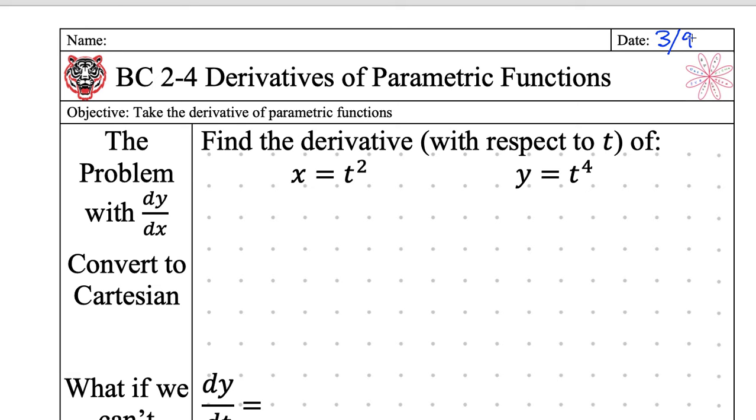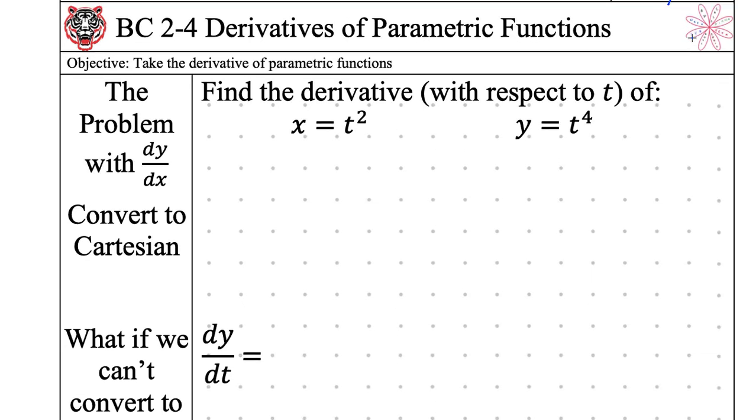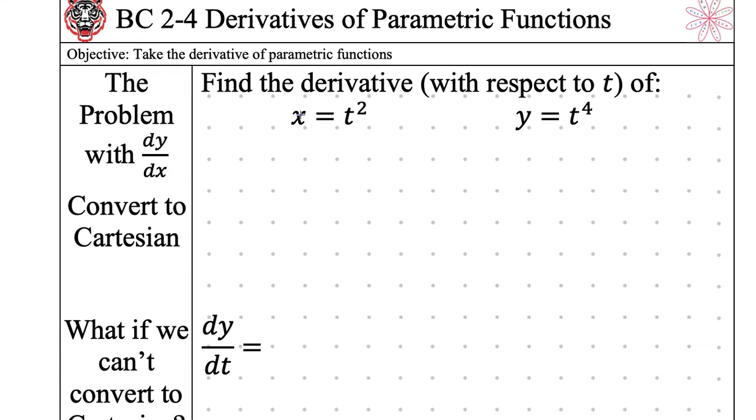Yeah, so we're talking about lesson 2-4, the derivative of parametric functions, which is a lot easier than the derivative of polar functions. I consider this to be the easier of the two lessons, but the way that I've structured the notes, they might seem like they're hard. So I hope that's not the case. So the whole problem is, how do we find the derivative?